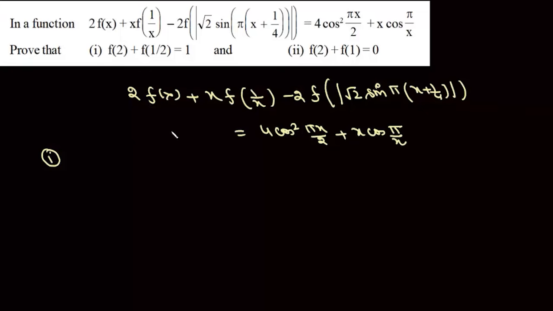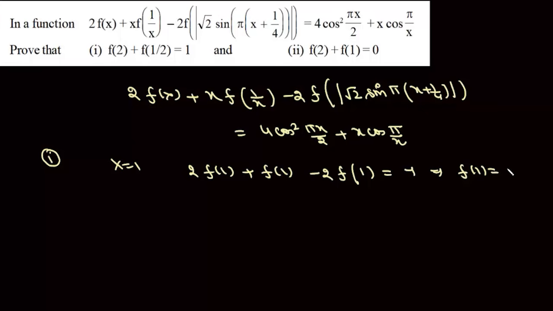So for the first part, we need to find the value of f(2) + f(1/2). For this, we'll first find the value of f(1), which should be simple. So we'll put x as 1, we'll get 2f(1) + f(1) - 2f(...), and here sin(π + π/4) will be 1 by root 2, so this also will be f(1). Now this is 4cos²(π/2). Cos 90 is 0. And this is 1 times cos π, which is minus 1. So from here we can say the value of f(1) is minus 1.